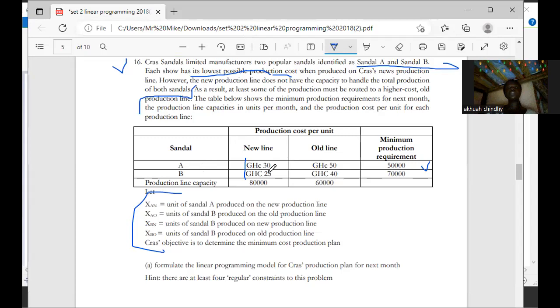When you produce on the old production line and on the new production line, when you combine, the minimum total quantity that you should get for B should be 70,000. Either that or more. But the minimum should be 70,000. So this is talking about greater than or equal to.